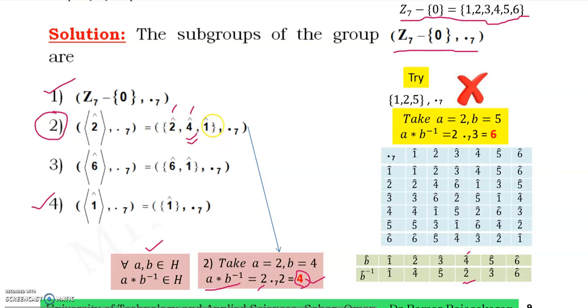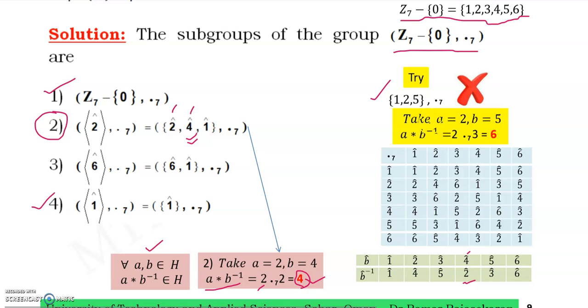That's why this is a subgroup, no doubt. Okay, see, for example, I'm showing here a set which is not a subgroup. Then you understand. Suppose I take this 1, 2, 5, because you can take any subset and then you can check the condition for subgroup. I take these three elements, 1, 2, 5, in this subset.